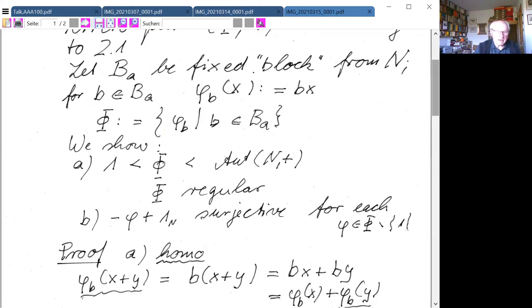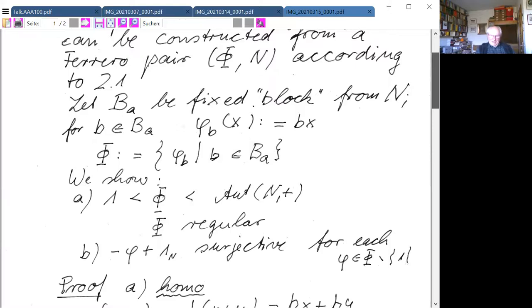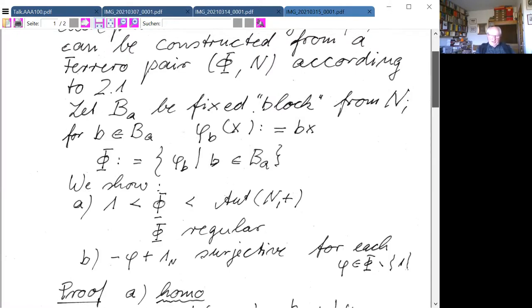We assume the situation, we are given a planar nearring, and using the observations which we made and the notations which we introduced, we will find, or we try to find, a Ferrero pair. B_A has the meaning which we introduced.